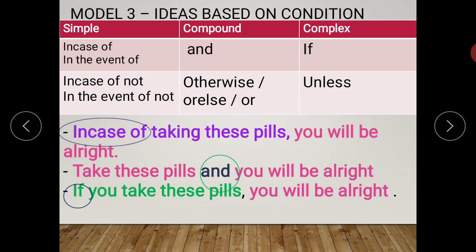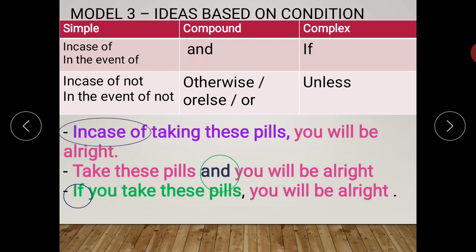In case of taking these pills, you will be all right. All the ideas which are in red are the main clause, because you will be all right has a complete meaning. It has a finite verb. But the first group of words you need to identify: in case of taking these pills. Taking is not a finite verb, it's in an ing form. So that is a group of words without a finite verb. So the first sentence is a simple sentence.